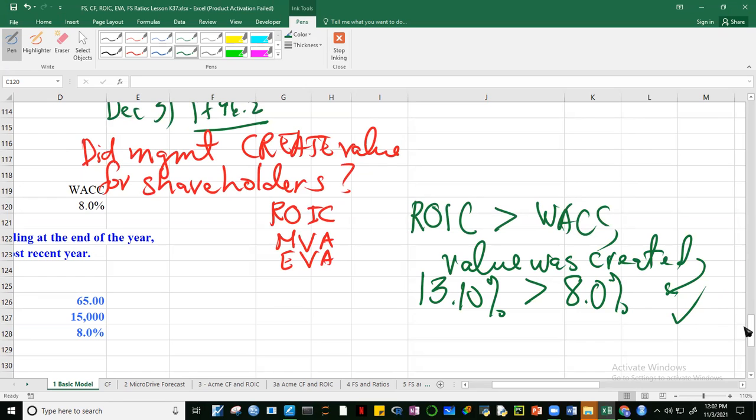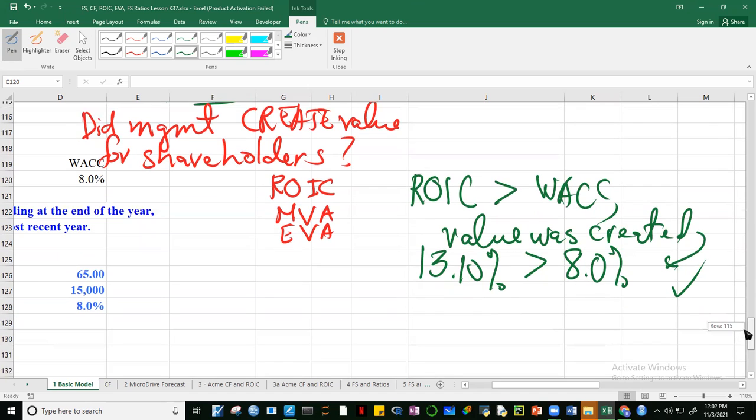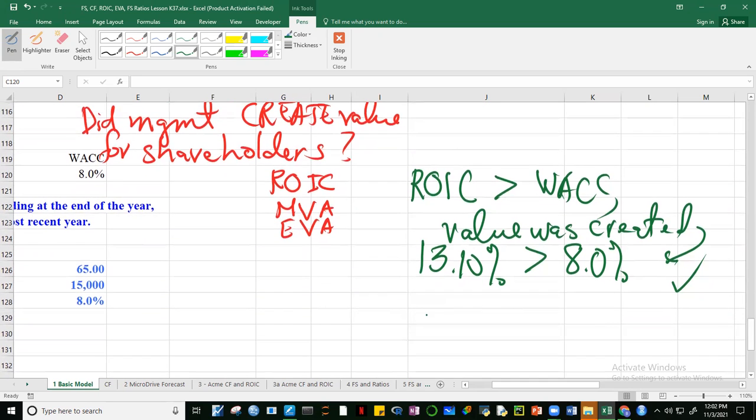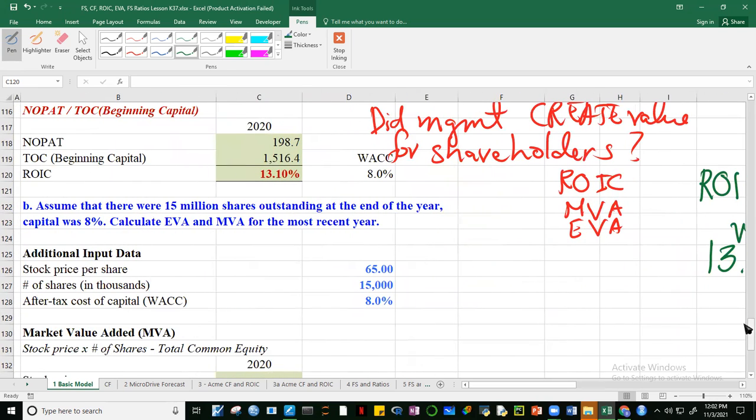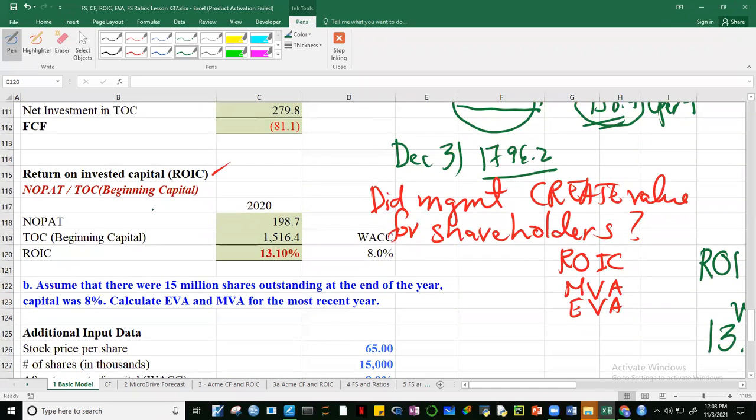Of course, if ROIC is negative, then it cannot be greater than the WACC, because the WACC will always be positive, guys. There's no way for the weighted average cost of capital to be negative. A negative ROIC will definitely be less than the weighted average cost of capital, which is always positive. Here in this case, we're given the after-tax cost of capital is 8%. Therefore, value was created for shareholders because ROIC was greater than the weighted average cost of capital.